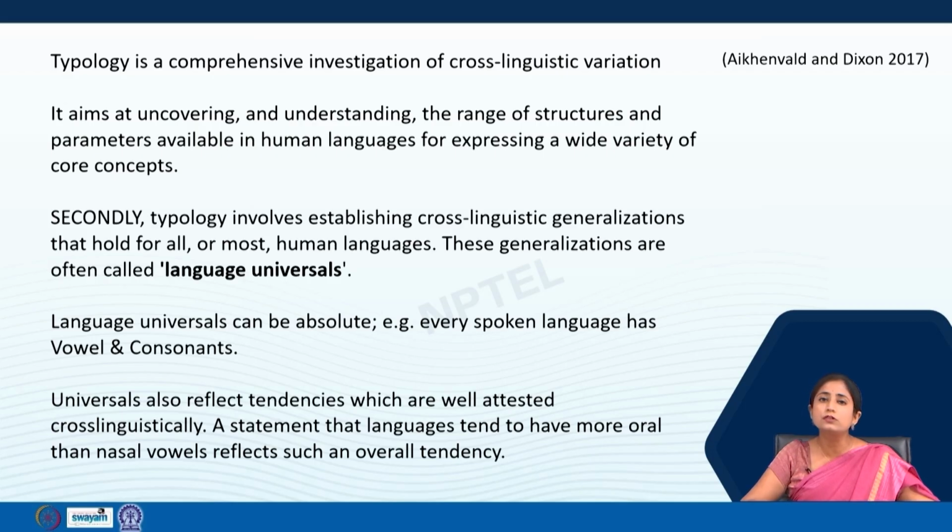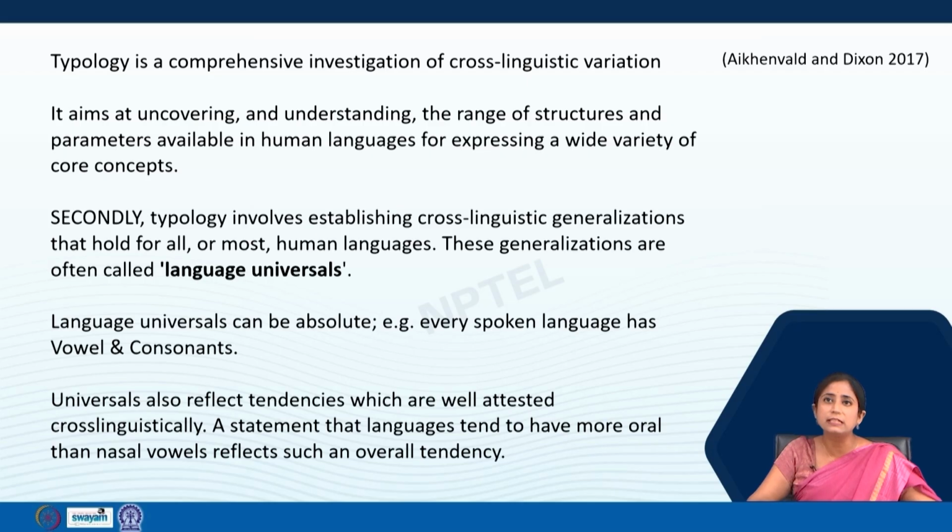Like we can see, most of the spoken languages have more oral vowels than nasal vowels. That is also a tendency or a preferred feature found across the languages. So, what we can see is that though they are very simple universals, yet they give us an idea that across the world, though the languages can be very diverse, very different, yet there are certain commonalities which can be found across the languages. And that is what we try to find out in linguistic typology.